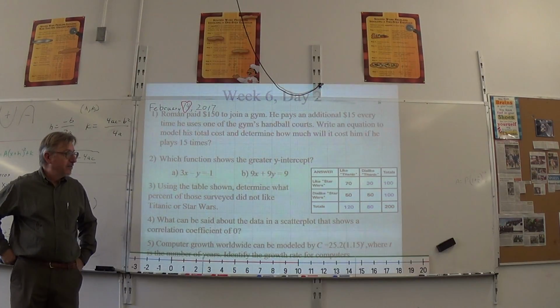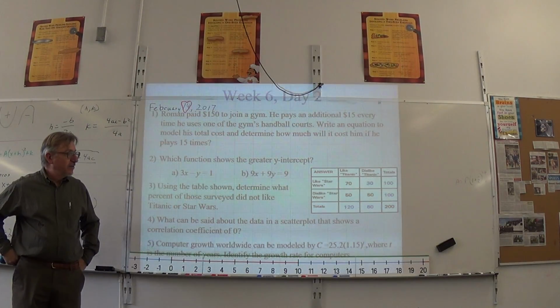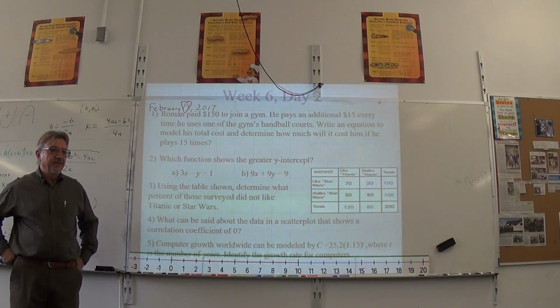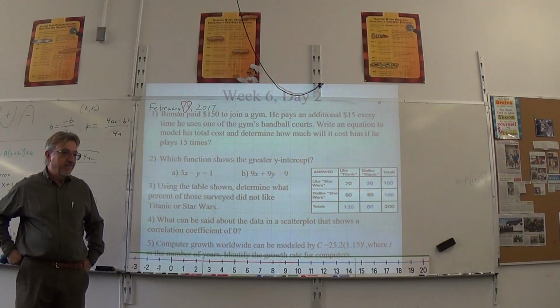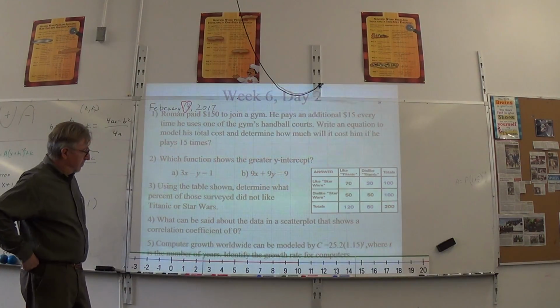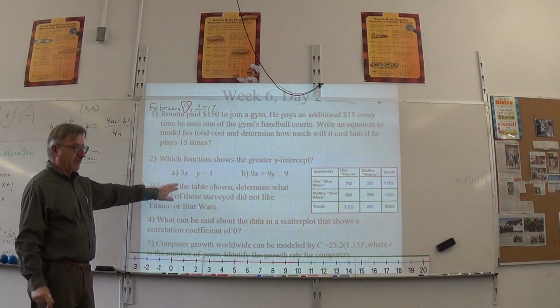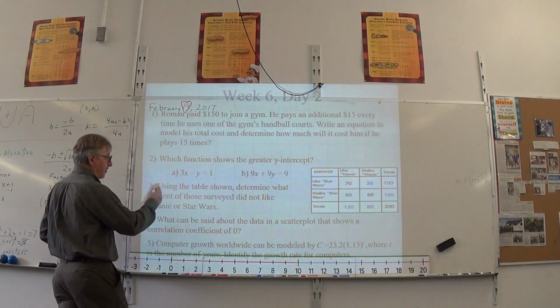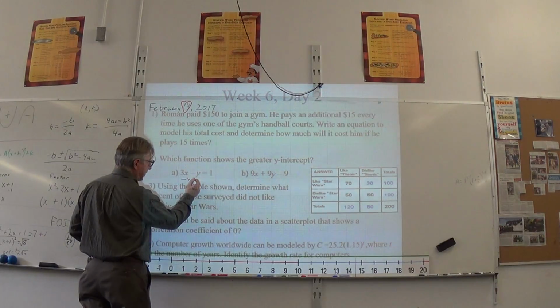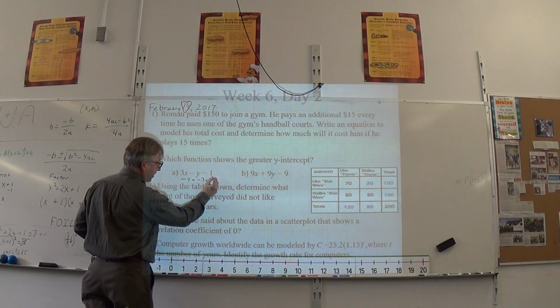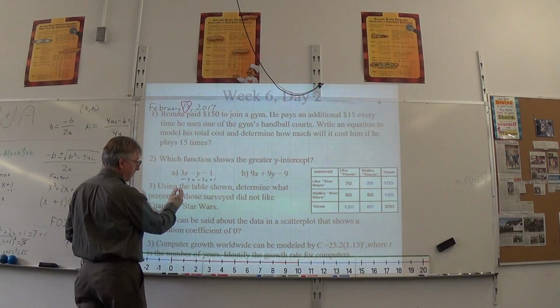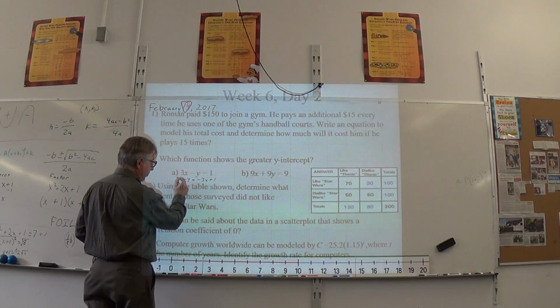Positive 2. It's going to be a positive 1, because you can only divide it by negative 1. Negative 3 divided by negative 1 is positive 3. Because you subtract the 3x, you have negative y equals negative 3x plus 1, then you divide by negative 1, and you get positive 3x minus 1.